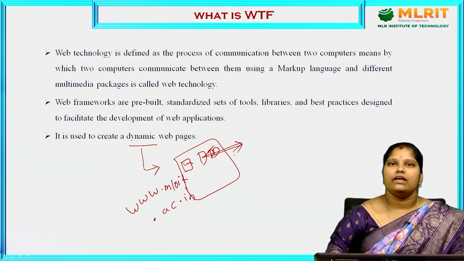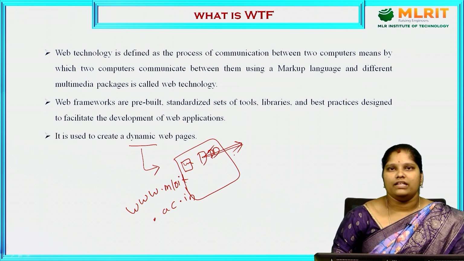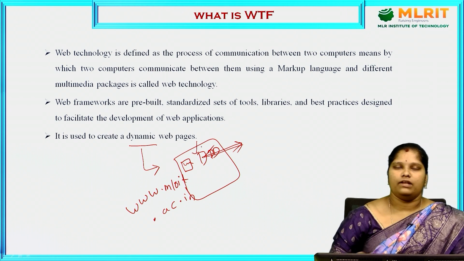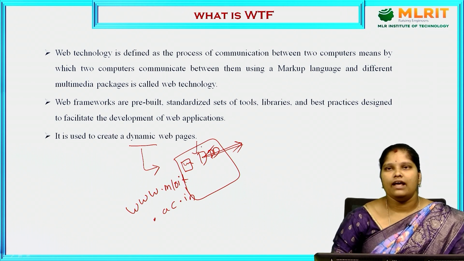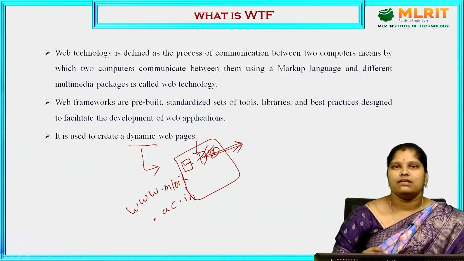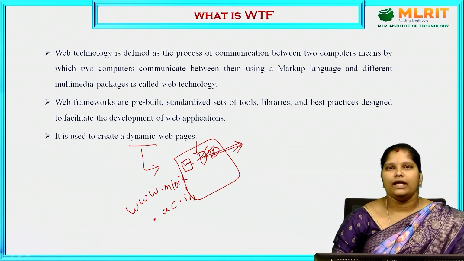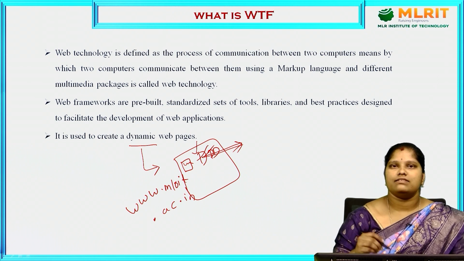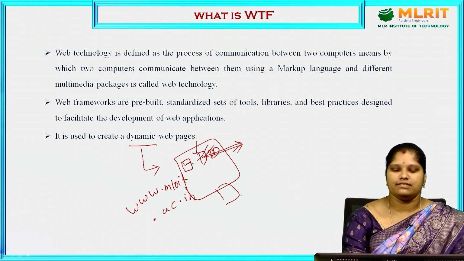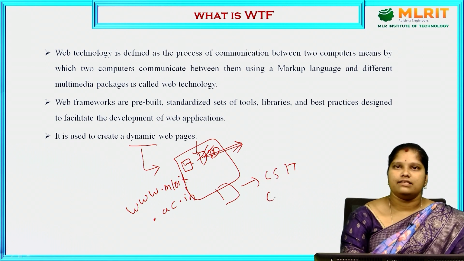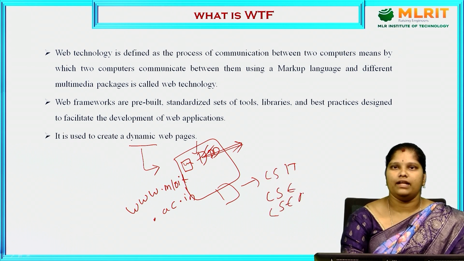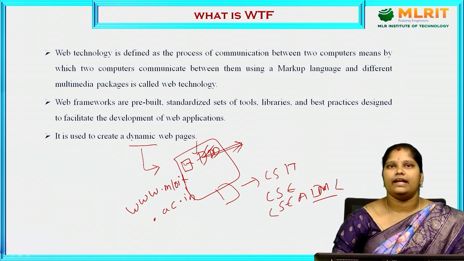For example, if I want to know how many departments are there in the MLRIT college, I have to open www.mlrit.ac.in, and then there is one web page, that is Department. By clicking on Department we will get a list of departments, right? CSIT, CSE and CSE AML are there. This interaction is nothing but dynamic web pages. For creating the interaction between users and the customer we need dynamic web pages.